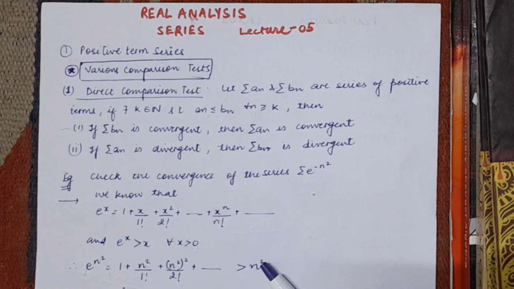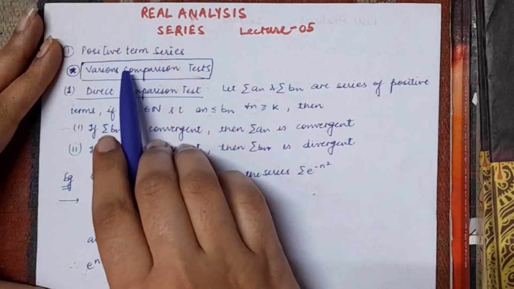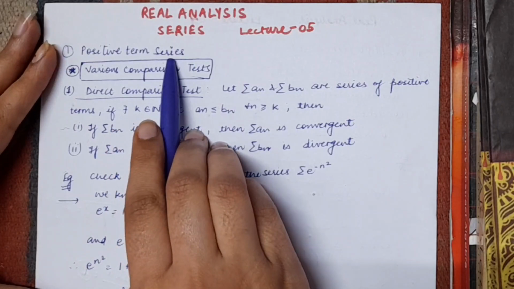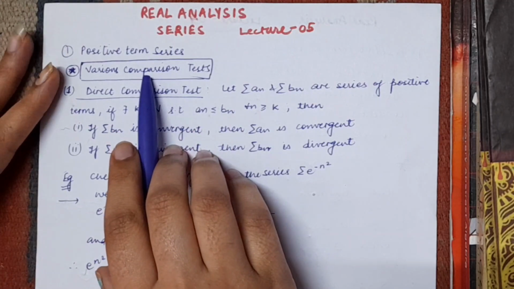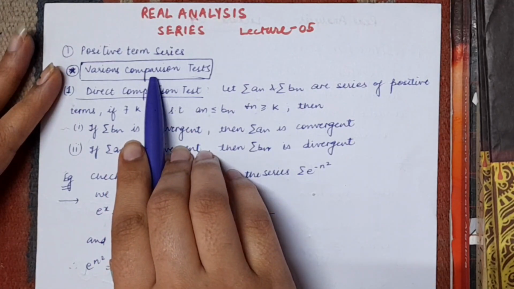In the previous lecture we discussed the Princeton's theorems, the counter example, as well as an example. If you didn't see it, go and check it out. Now we are starting lecture number 5, where we do positive term series with the various comparison tests.